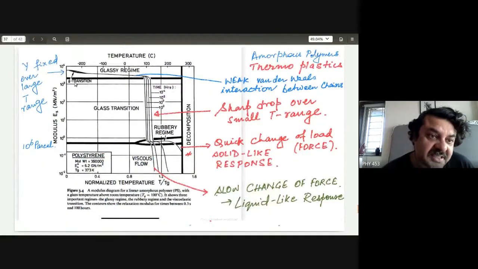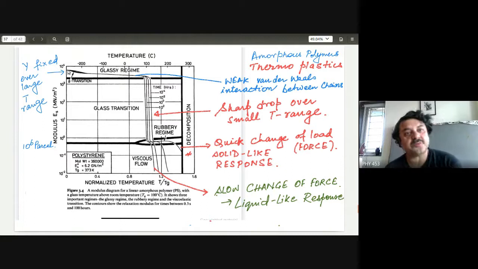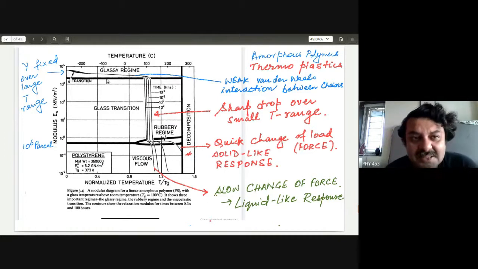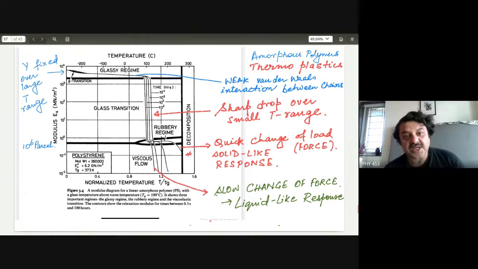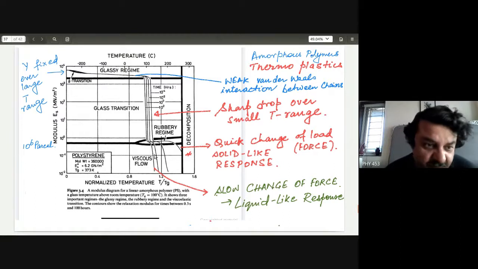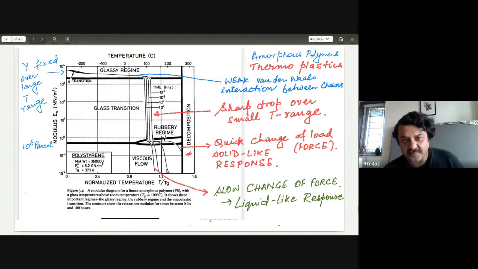So basically you have a Young's modulus of 10 to the power 6 Pascal, if that's the unit. So that's 10 to the power 4, so basically around 1 gigapascal, and around 100 degrees centigrade or so, you see that the Young's modulus rapidly drops. By how much? By 4 orders of magnitude. And thereafter, at slightly higher temperatures, it can easily flow. So you see slow change of force and liquid-like response, and Young's modulus drastically drops here.